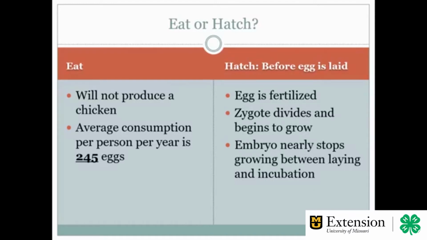The eggs that hatch, before they are laid, the egg is fertilized. The zygote, which is what we call the baby in its early divisions, divides and begins to grow. So the 2 cells become 4 cells. Those 4 cells each divide again, giving 8 cells. Those 8 cells divide again, giving 16, and so on and so forth. The embryo will nearly stop dividing until it reaches the correct temperature and humidity in an incubator.